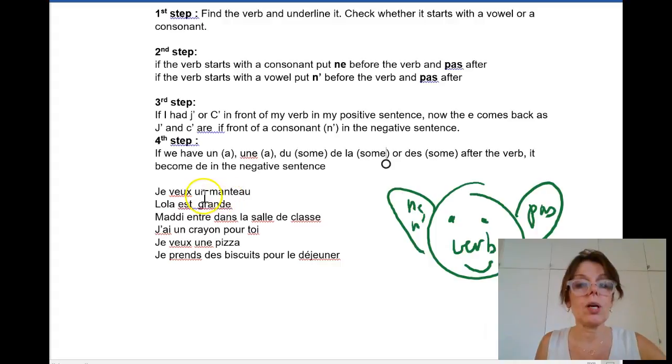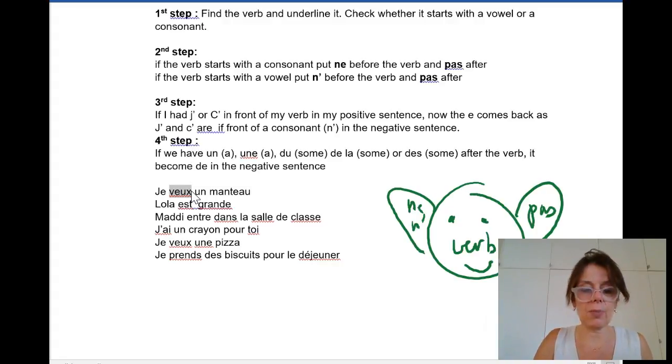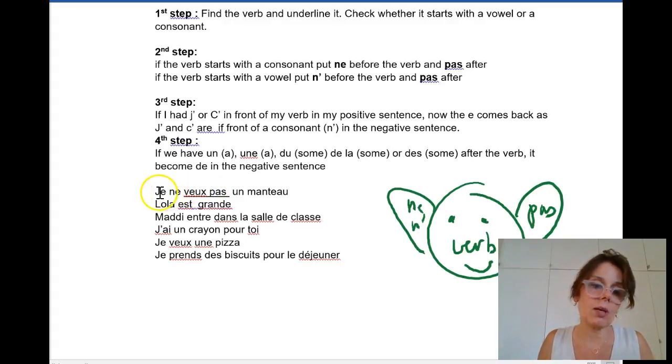Je veux un manteau. Where is my verb? I think my verb is here. Second word, veux, want. That's definitely a verb. I can say I want. So yeah, that's a verb. I underline it. It starts with a consonant. So I put ne before and I put pas after. I do not have j apostrophe. I already have a je with an e, so I don't need to add one. It's already there. But I have un, like a coat, and that has to disappear. It becomes de. Here we are.